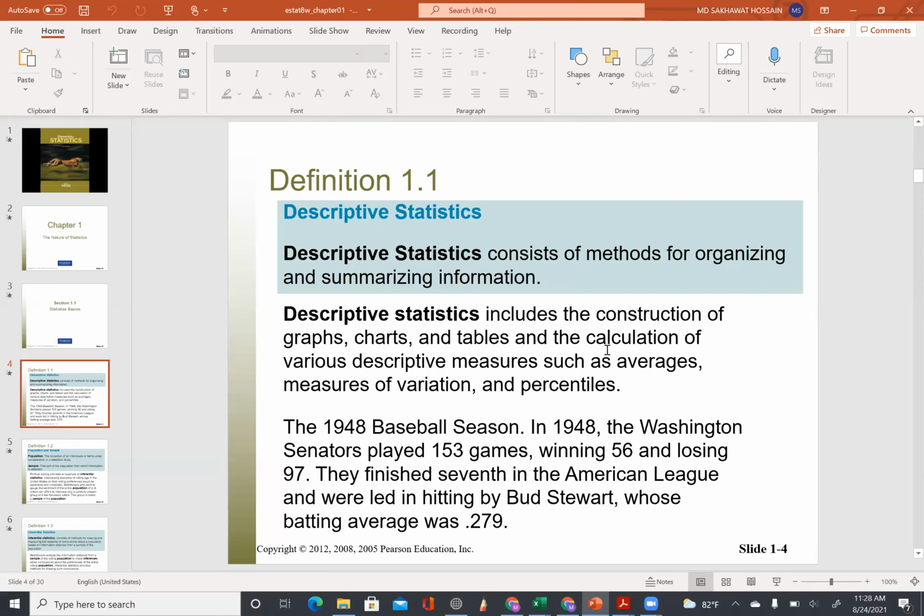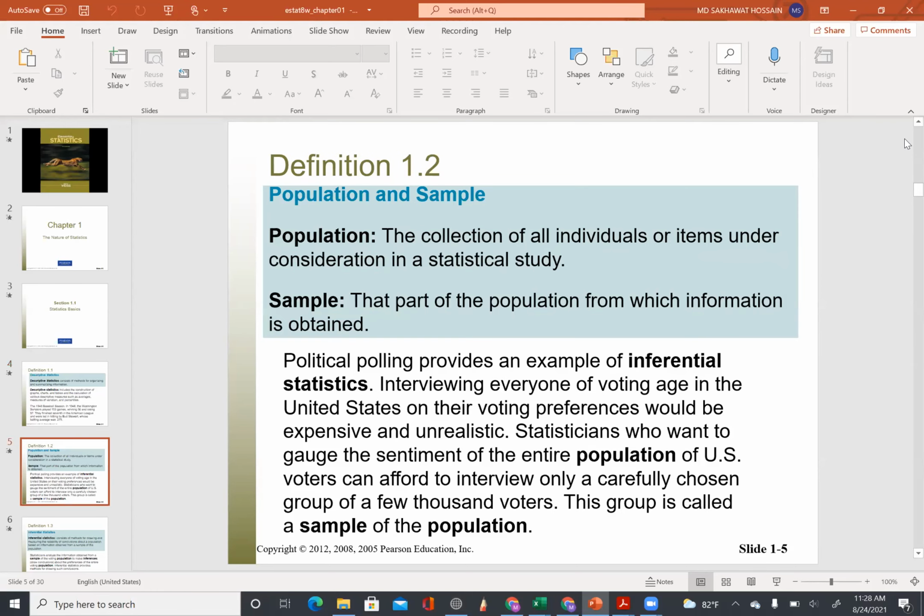Descriptive statistics include the construction of graphs. We can organize and summarize the information of the data in different ways. We can use graphs, charts, tables, and we can also calculate some measures. We can calculate the averages, measures of variation, and percentiles. These are called descriptive statistics. For example, if we calculate the average score of this class, this is also descriptive statistics. So here is an example.